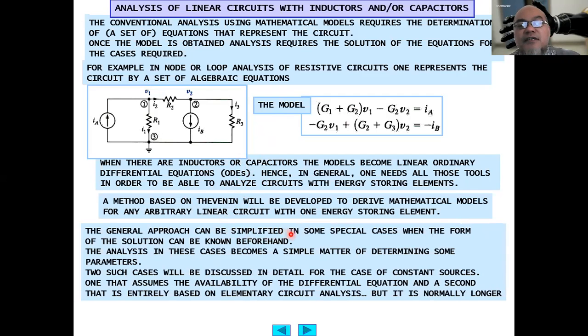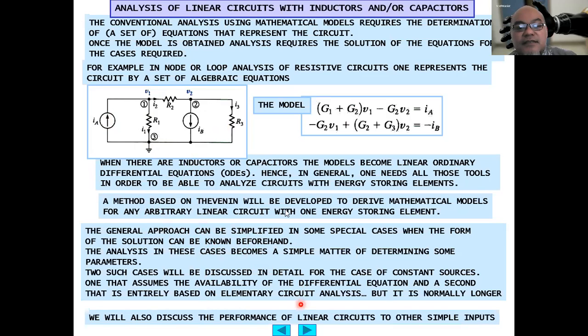The general approach can be simplified in some special cases when the form of the solution can be known beforehand. The analysis in these cases becomes a simple matter of determining some parameters. Two such cases will be discussed here in detail for the cases of constant source. One assumes the availability of the differential equation, and a second is entirely based on elementary circuit analysis, but it is normally longer.